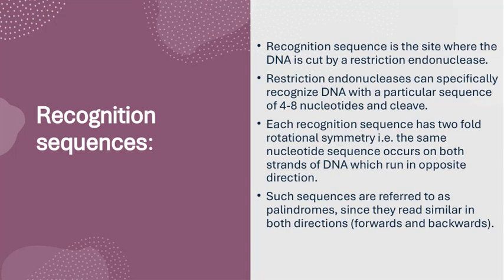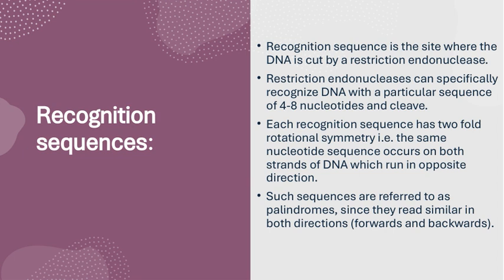Let's talk about recognition sequences. These are the specific sites where DNA is cut by restriction endonucleases. These enzymes are quite selective. They recognize particular sequences of 4 to 8 nucleotides and then cleave the DNA precisely at those sites. What's really interesting is that each recognition sequence has what we call twofold rotational symmetry. This means that the same nucleotide sequence appears on both strands of the DNA, but in opposite directions.